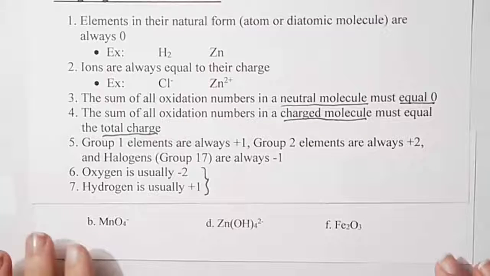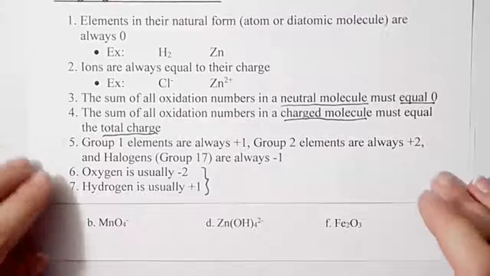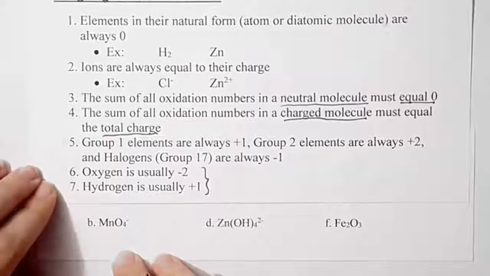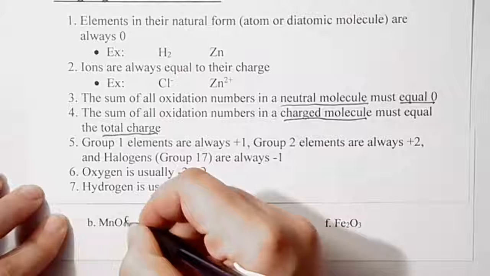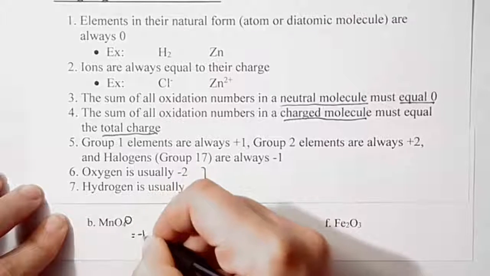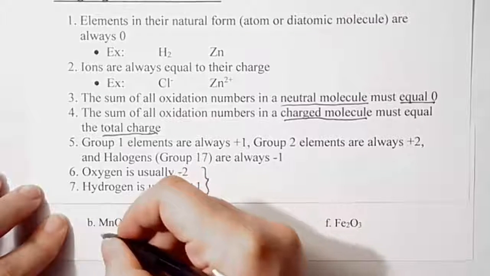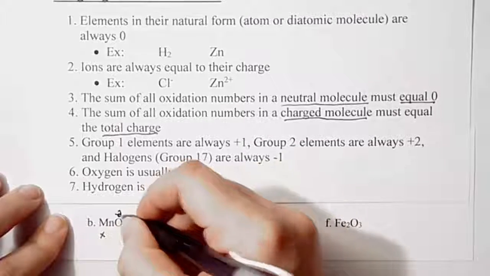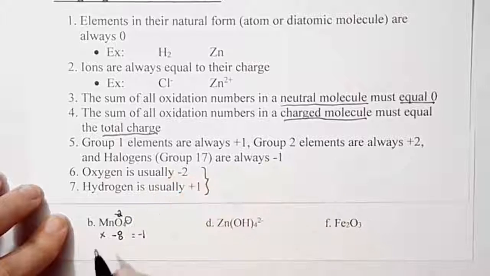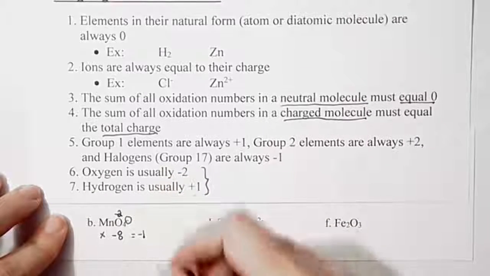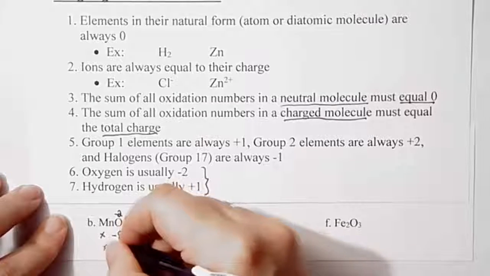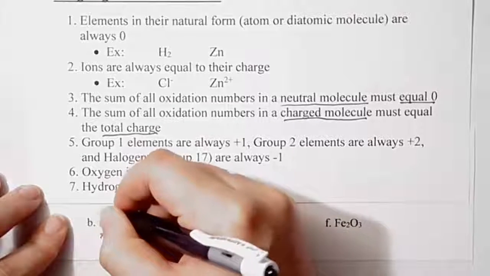Okay, so you should have had a chance to try these on your own now. So looking at this, this is the permanganate ion here. So it is an ion, so overall the sum is going to have to equal -1. Manganese, I don't know. It's going to be an X. Each oxygen is -2, so overall this is a -8. So X minus 8 equal to -1. That means that this is going to have to be +7. So manganese is +7.